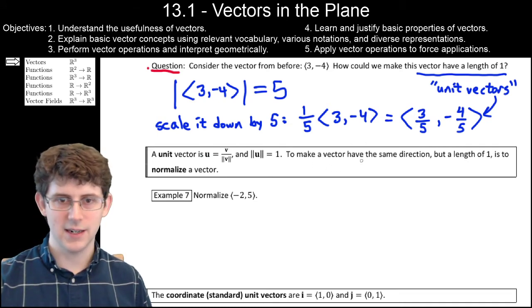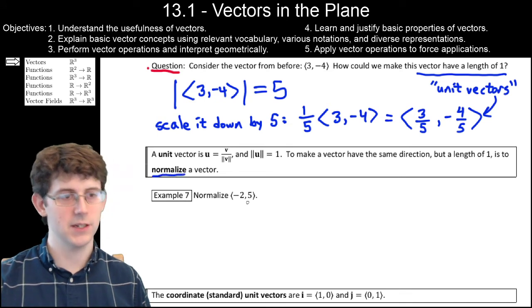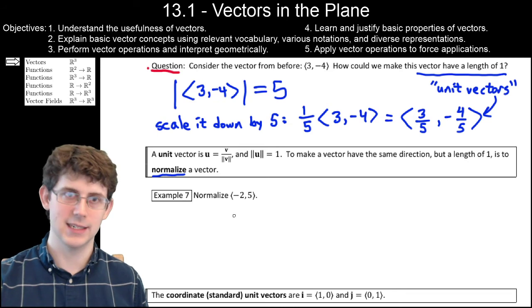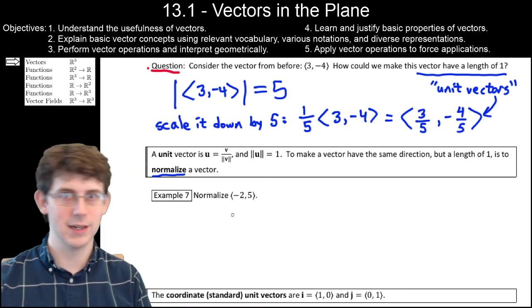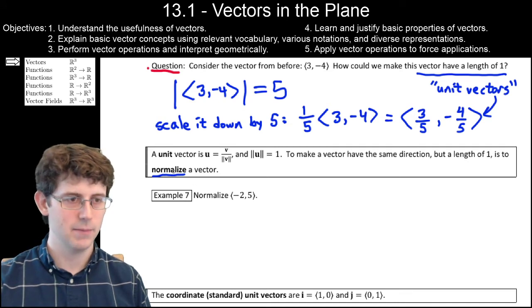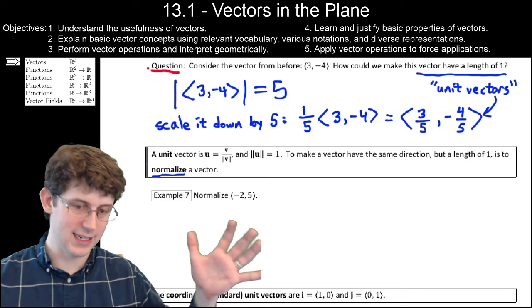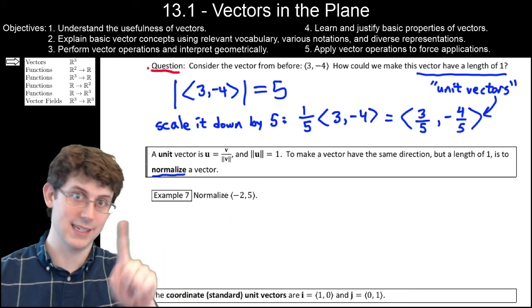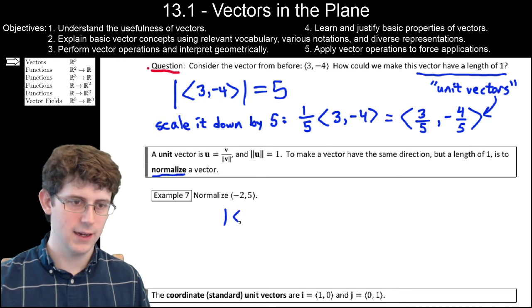So to make a vector have the same direction but have a length of 1 is to normalize the vector. So you'll hear me use that word. It'll slip out sometimes because it's a standard word. It's not as important as all the other stuff in this section. But if someone asks you to normalize an object, that means to get it down to a standard size, and that's size 1. So to normalize this vector, we say, okay, first I'll find its magnitude.